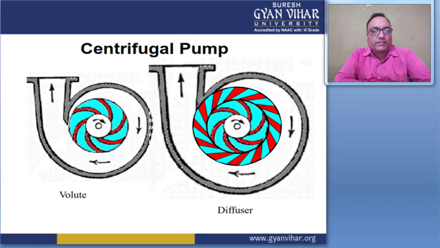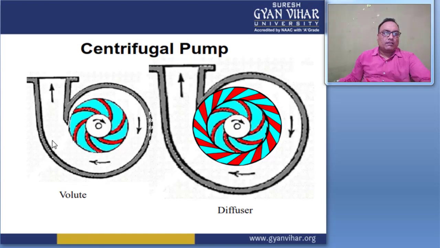These are the different parts of this centrifugal pump. This is the volute and this is the diffuser. For the major part here, this is the shaft. This is the shaft, and here is the impeller, and this is the volute casing. This is the impeller. And here is the volute casing.